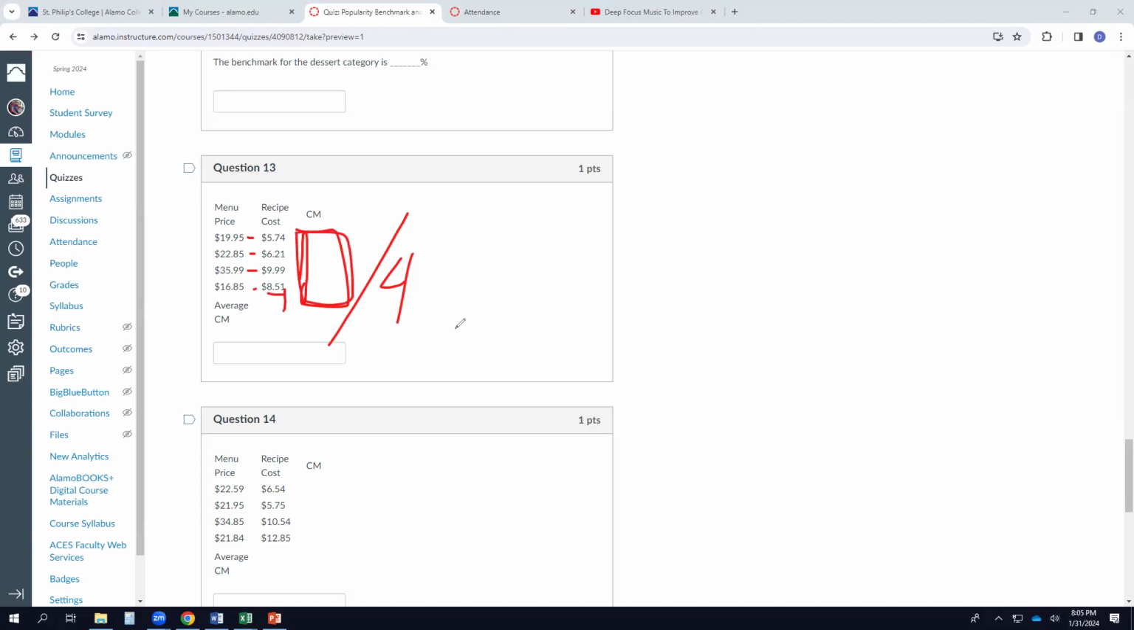Let me clean that up a little bit. Different color. Then you're going to add them all up, and whatever this answer is right here, you divide that by 4, because we have 4 items, 1, 2, 3, 4. So you're going to find that average contribution margin, and after you add them up, divide by 4. And that's questions 13, 14, 15, 16. Questions, comments, concerns?